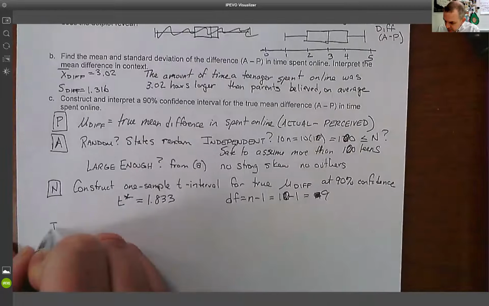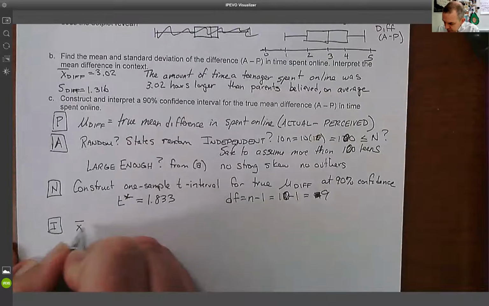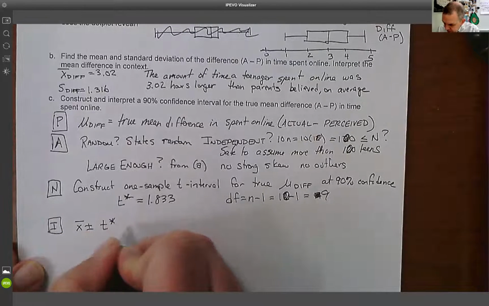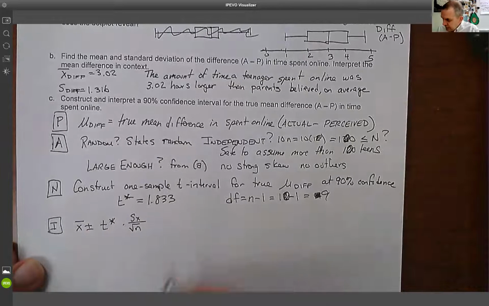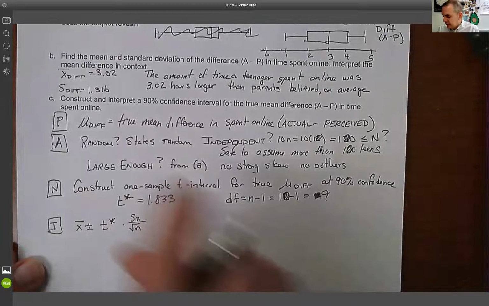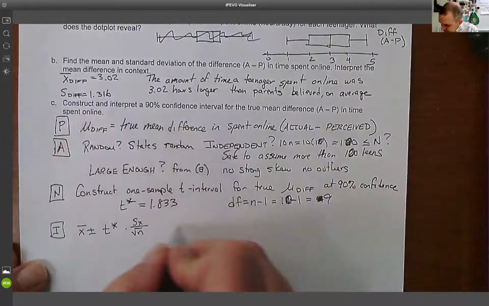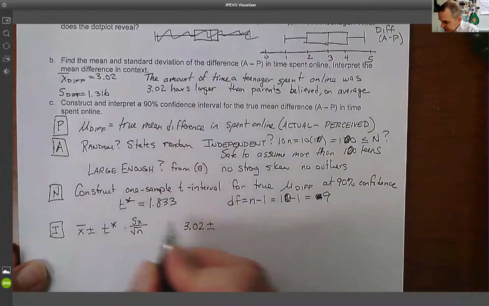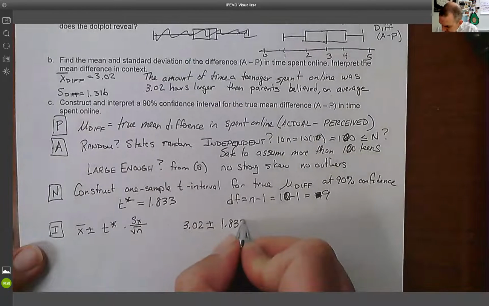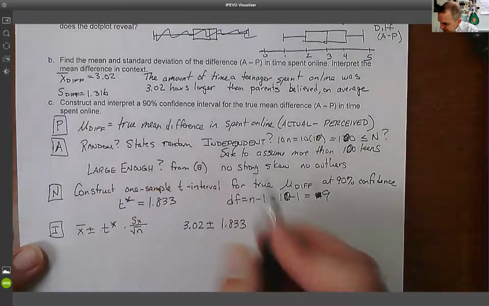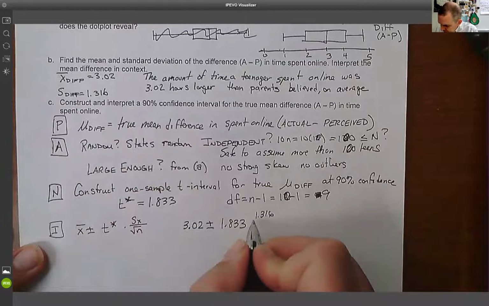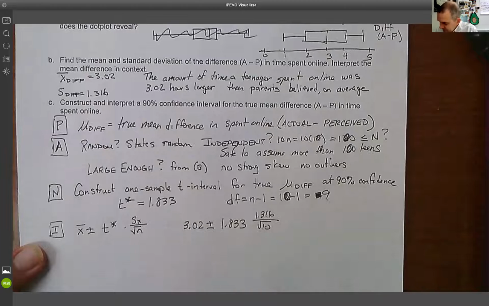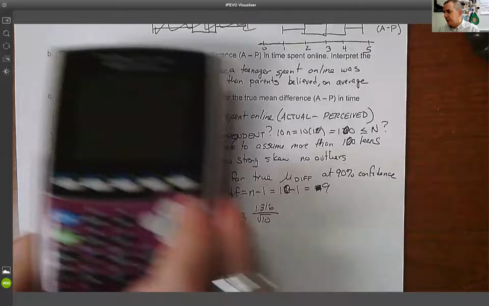And now for my interval, it's just like a one sample. We're going to use X bar plus or minus T star times SX over the square root of N. Well, in this case, we already figured out X bar was 3.02. So this is 3.02 plus or minus T star, 1.833, times the standard deviation, 1.316, over the square root of 10. And now we're going to go to our calculator to get that.